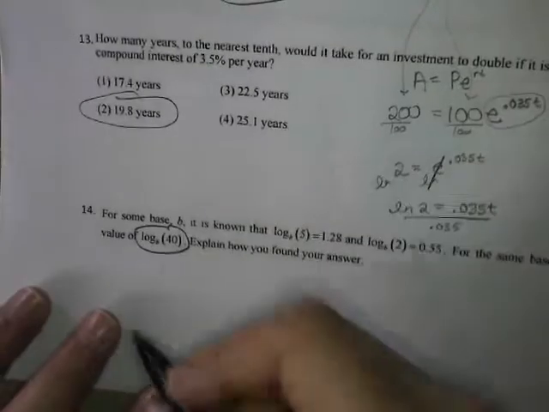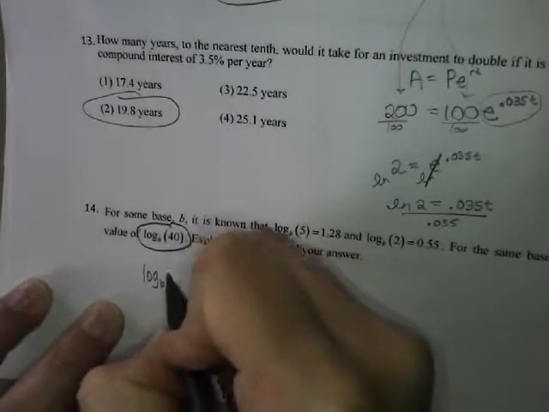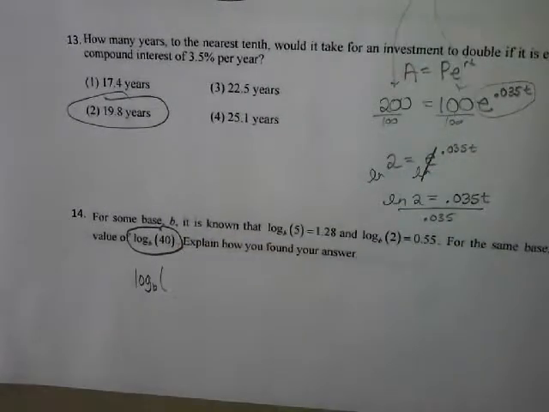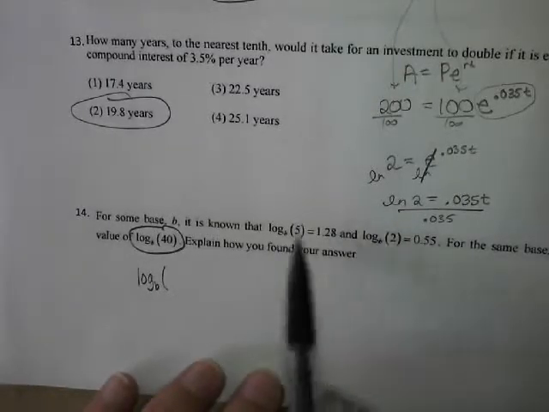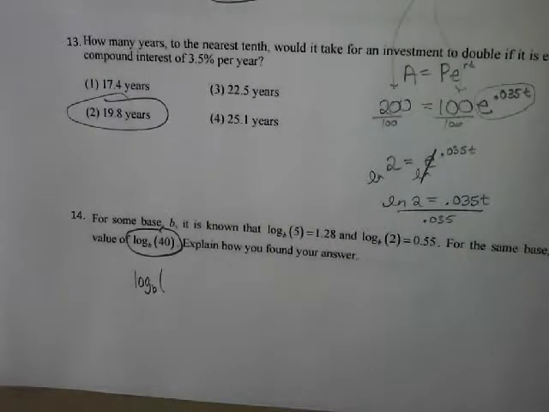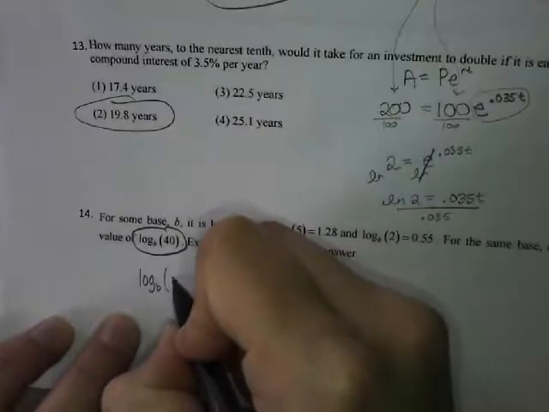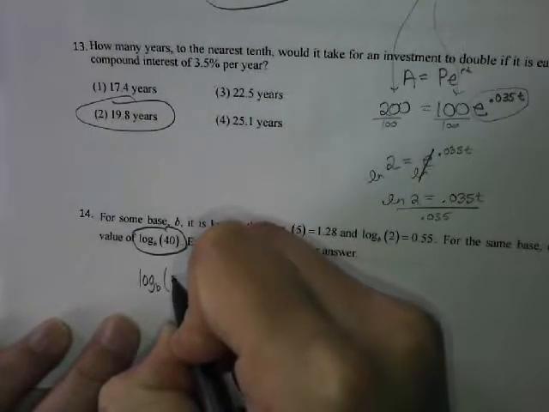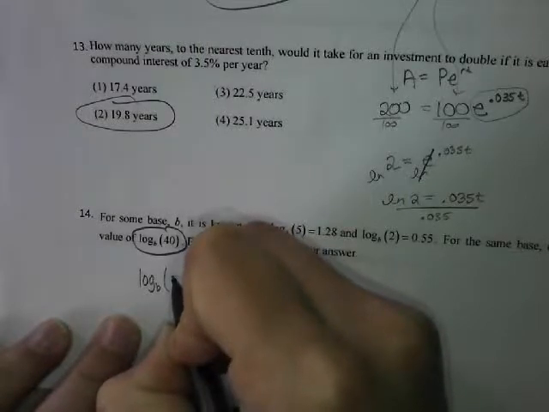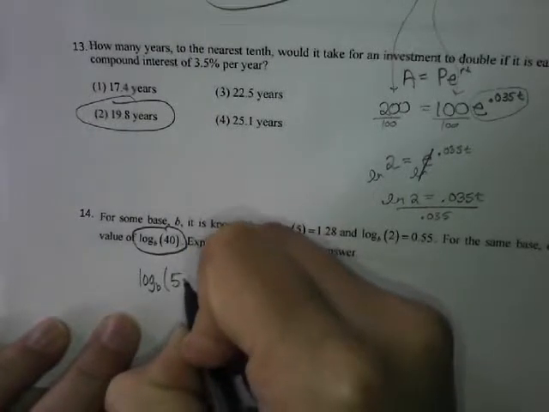How would you break up 40 into just 5s and 2s? Like the products or the quotients of 5s and 2s? 4 times... I want 5s and 2s, though. Did you say 4 times 10? Or did you say 5 times 8? Okay, well, I'll show you both ways, because you could do it both.